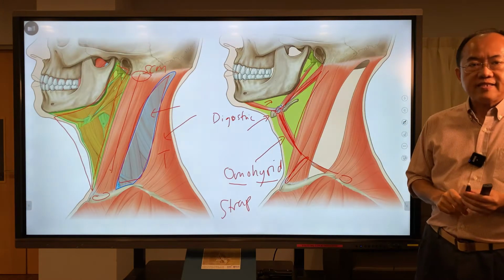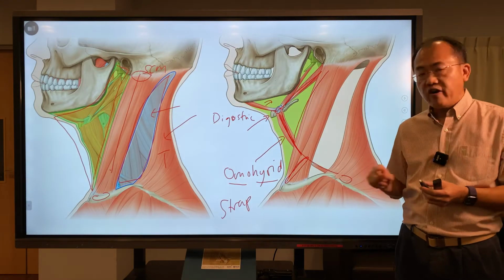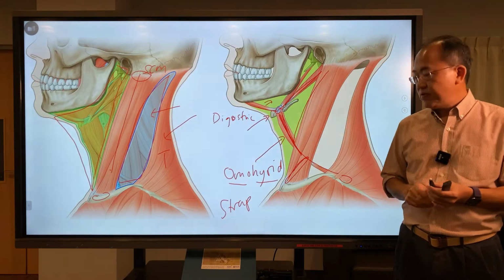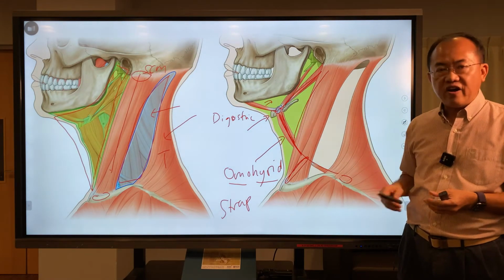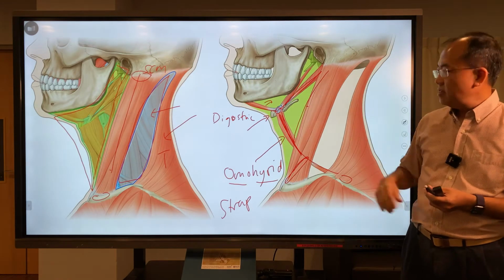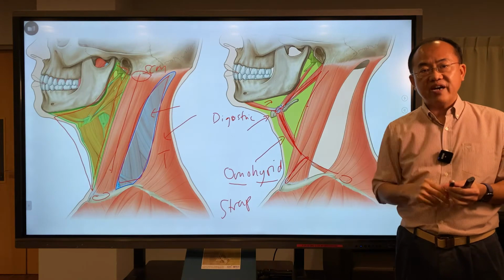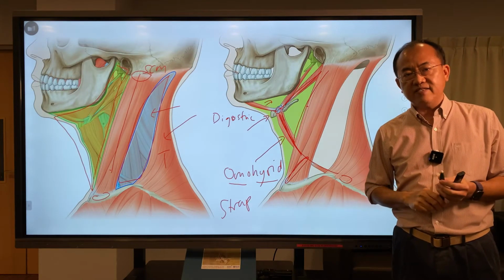Strap muscles are made up of four. Omohyoid is one of them. Strap muscles are also known as infrahyoid because they are below the hyoid bone. In fact, digastric is also known as one of the muscles above the hyoid, the suprahyoid muscles.